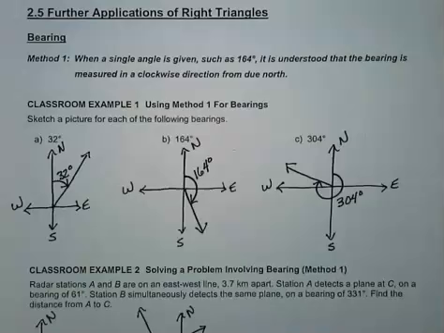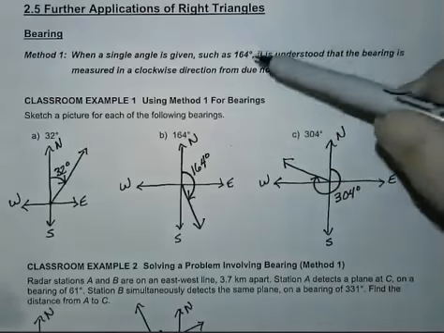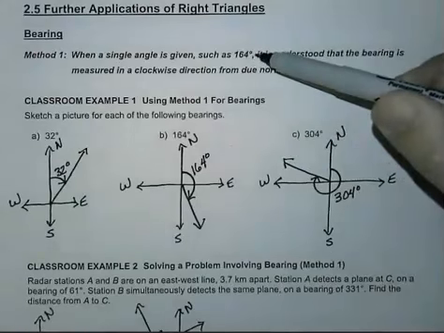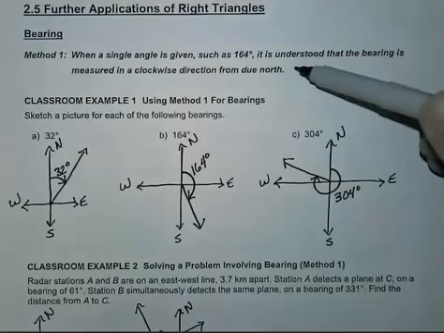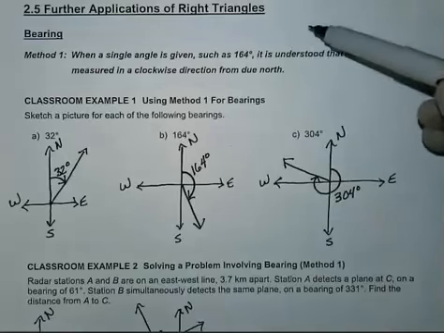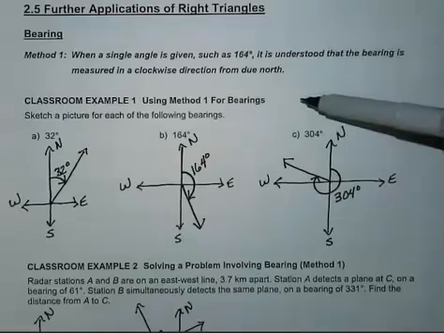Here's the video for section 2.5, and this is going to be about a few more applications of solving right triangles. First of all, we need to talk about using bearings. There are two methods for doing this. In the first method, we're just given a single angle, such as 164 degrees. The way we figure the bearing in this case is that we start from due north and go around clockwise.